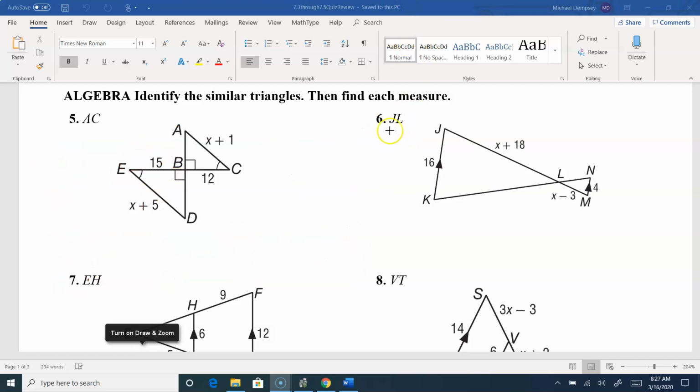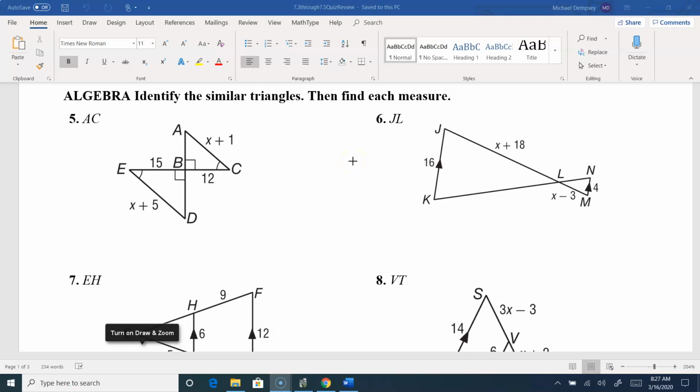Okay. In my next one, number 6, again, I want to set up a proportion. So I have this x + 18. We see how he lives along this vertical angle. And so does x - 3. Furthermore, we've got parallel lines. So we know parallel lines give us alternate interior angles that are congruent. So this angle here, J, is going to be congruent to angle M. So you can see x - 3 lives between this angle, congruent to angle J. So x + 18 and x - 3, they ought to match up together, right?